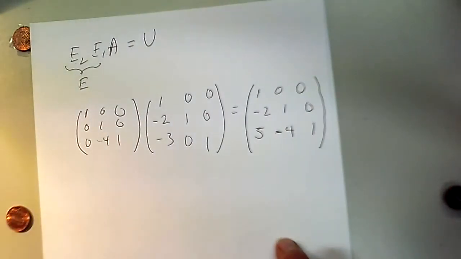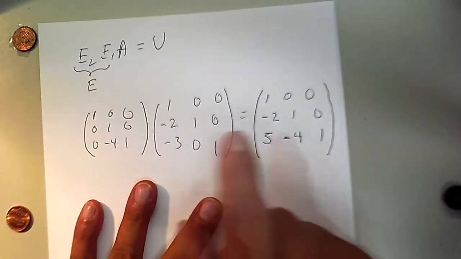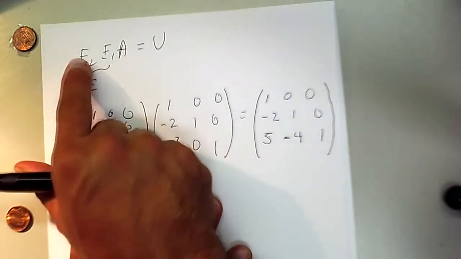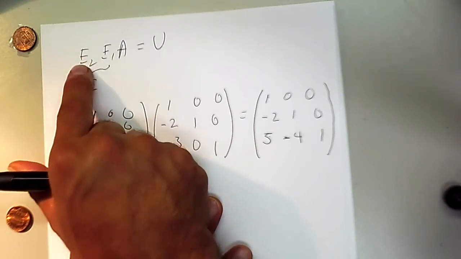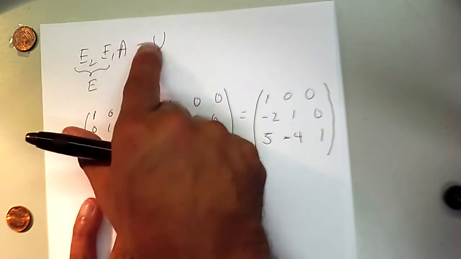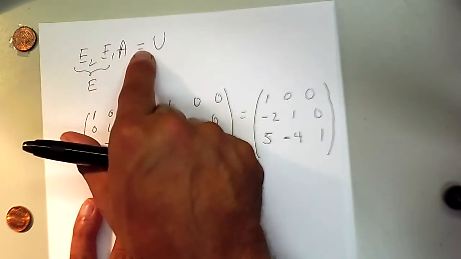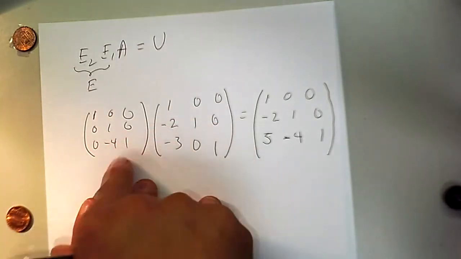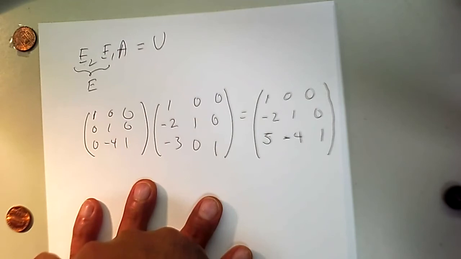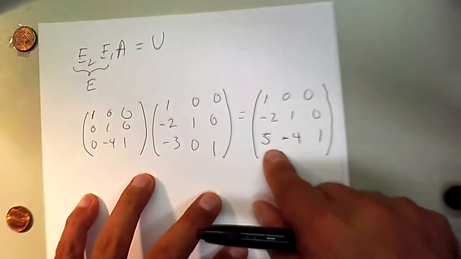Now, I'm using a different method than we did before in example 1. In example 1, we found the inverse of this, we found the inverse of that, which would go here, and then we multiplied the inverses. Remember, here we're not multiplying the inverses. We're multiplying straight out the E's.